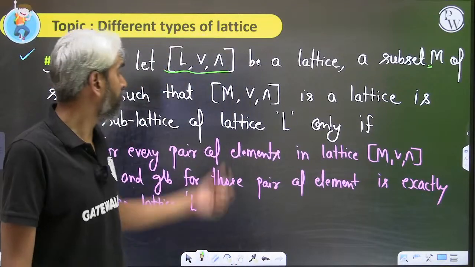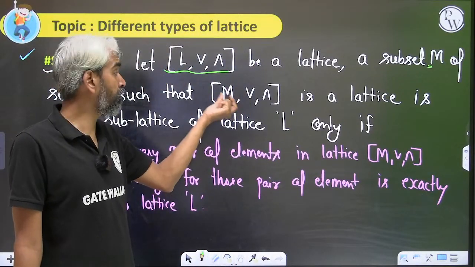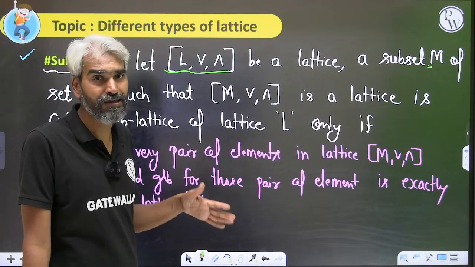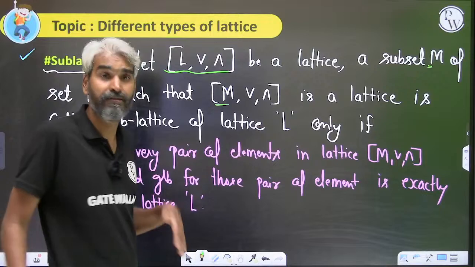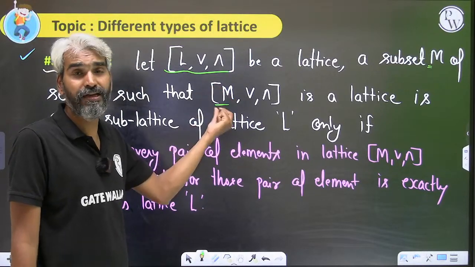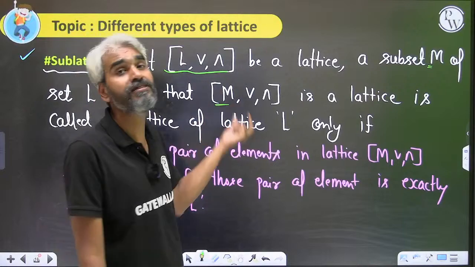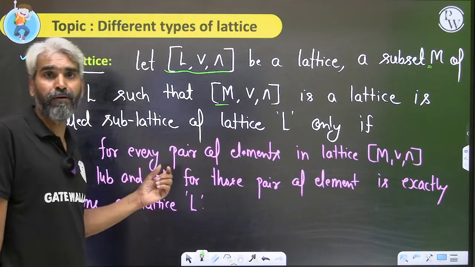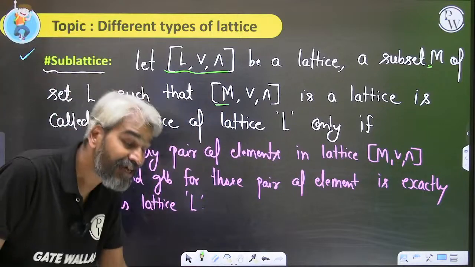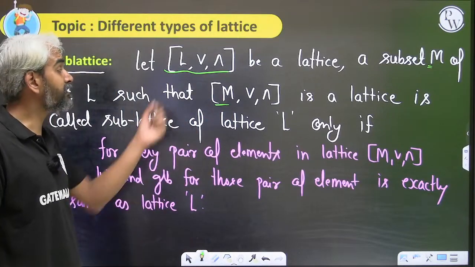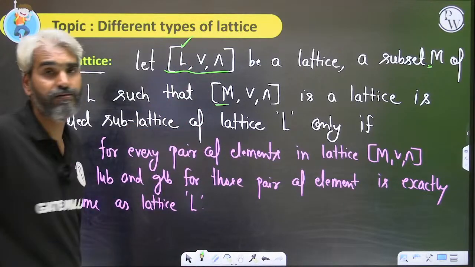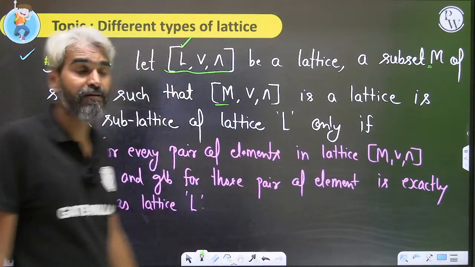Apart from that, for every pair of elements belonging to set M, the least upper bound and greatest lower bound will exist. It is guaranteed, because if it does not exist, it will not be a lattice. So it is guaranteed that for every pair of elements of set M, the least upper bound and greatest lower bound will exist in set M. But the least upper bound and greatest lower bound for every pair of elements of set M should be exactly the same as the least upper bound and greatest lower bound for that pair of elements in lattice L. Clear?